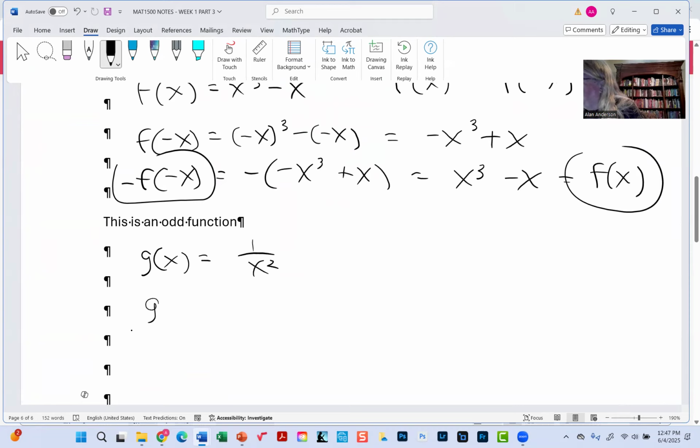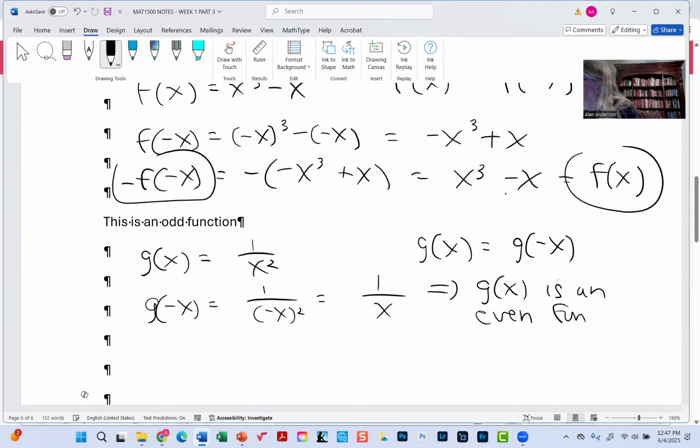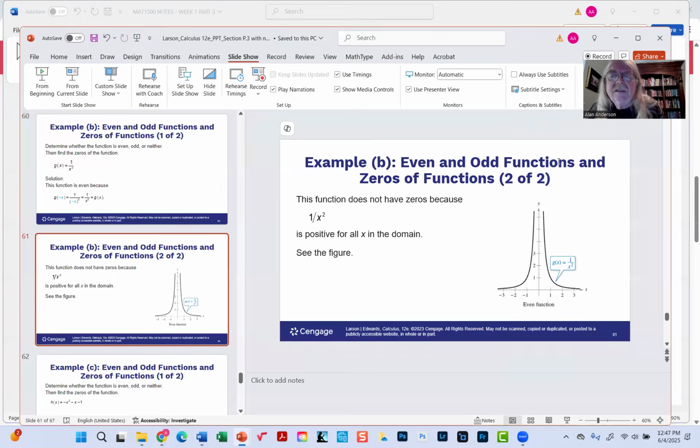So we want to know what is the value of g of negative x. So they're equal to each other. Oh, oops, g of negative x. And that implies that g of x is an even function. Okay, so that's that. That was an easy proof. You can see the symmetry from left to right.